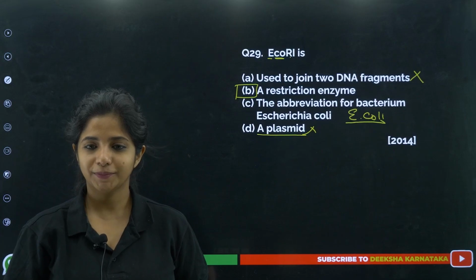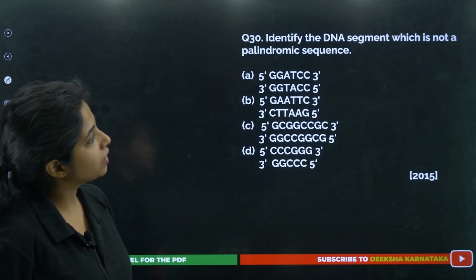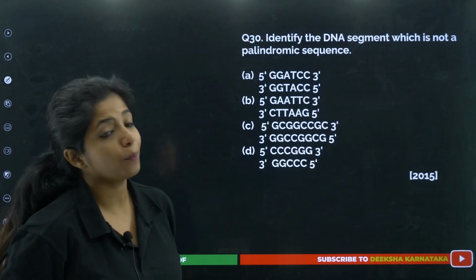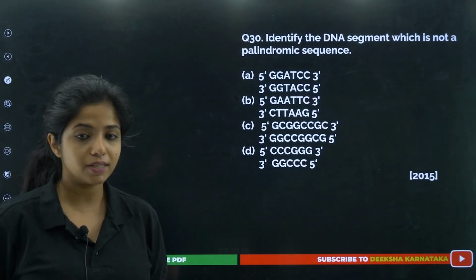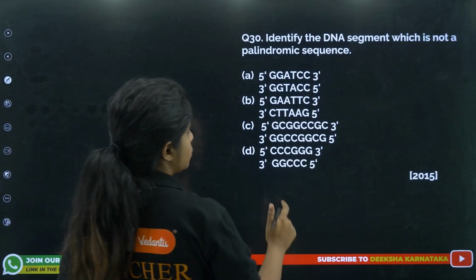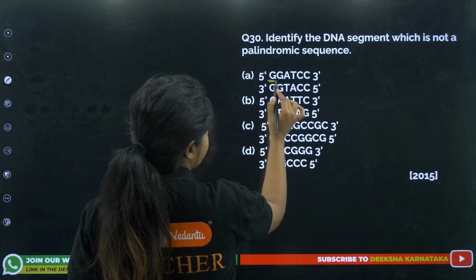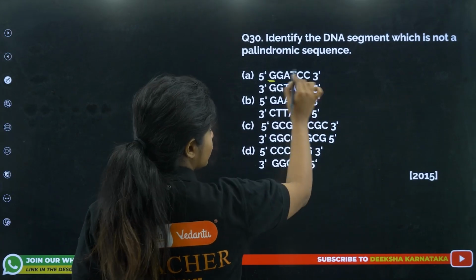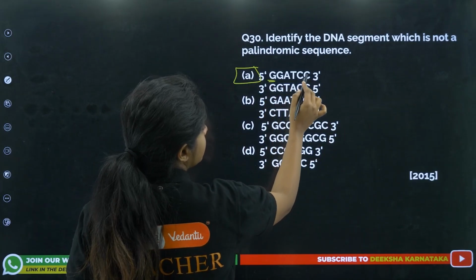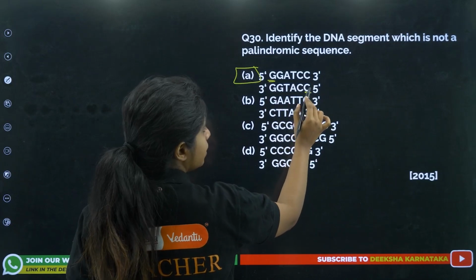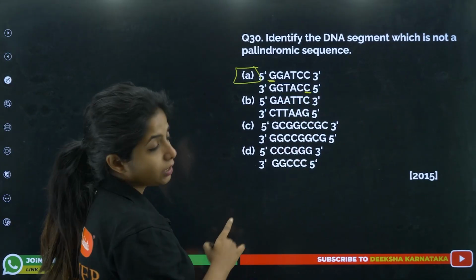The last question that we have over here: identify the DNA segment which is not a palindromic sequence. So it should not be read in the same format from both sides. Okay, so let's see. Over here we have G and we have C. So this is not a palindromic sequence. If it were a palindromic sequence, then if it's G, G, A, T, C, C over here, it should have also been G, G, A, T, C, C. It should have been like that, but it is not.